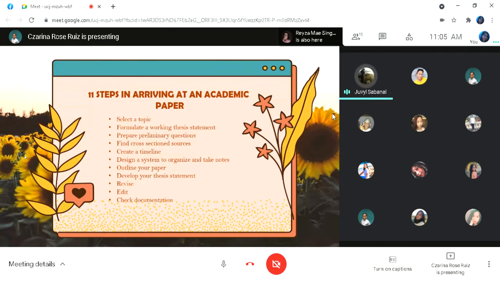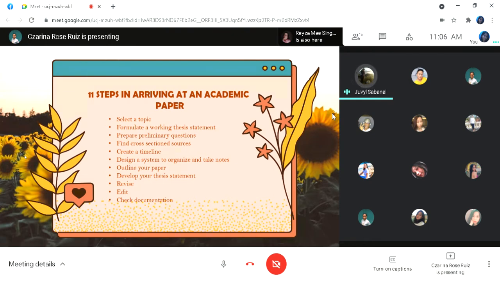Next is create a timeline. Next, design a system to organize and take notes. Outline your paper. Develop your thesis statement. Revise, edit, and check documentation. Documenting your sources provides essential information for your reader.